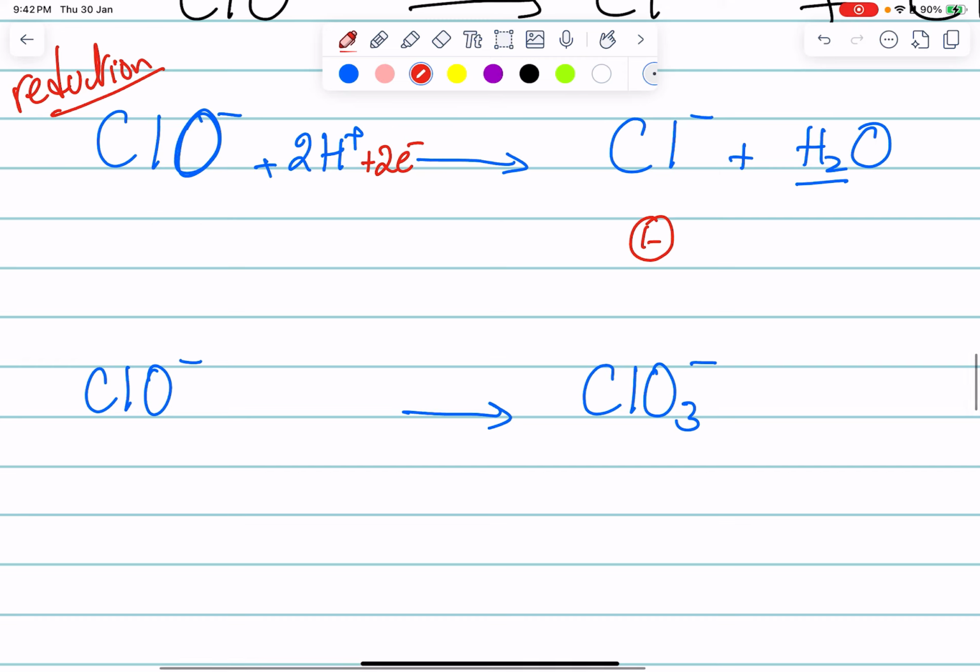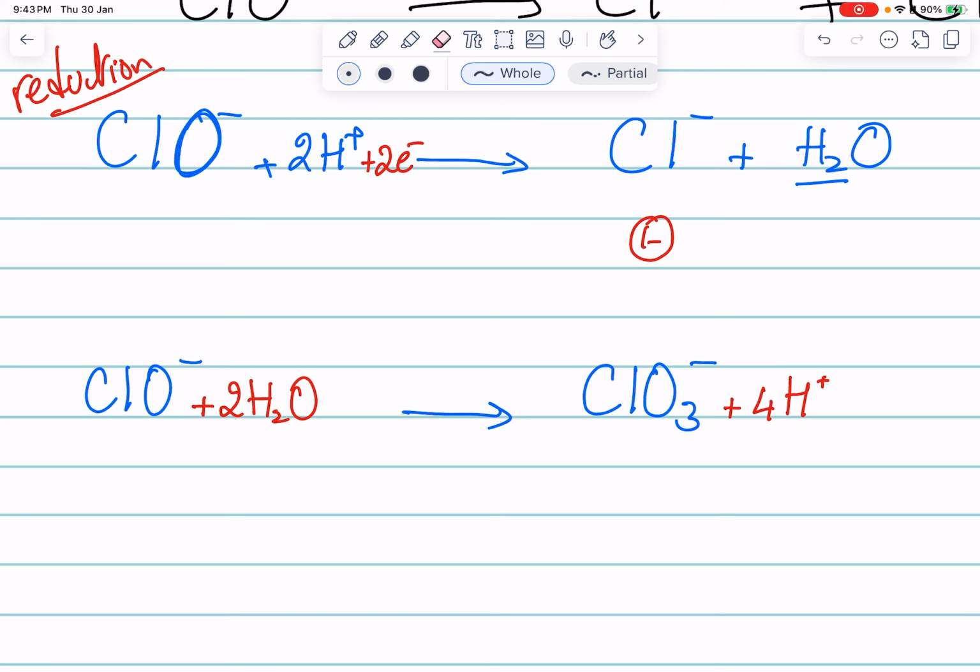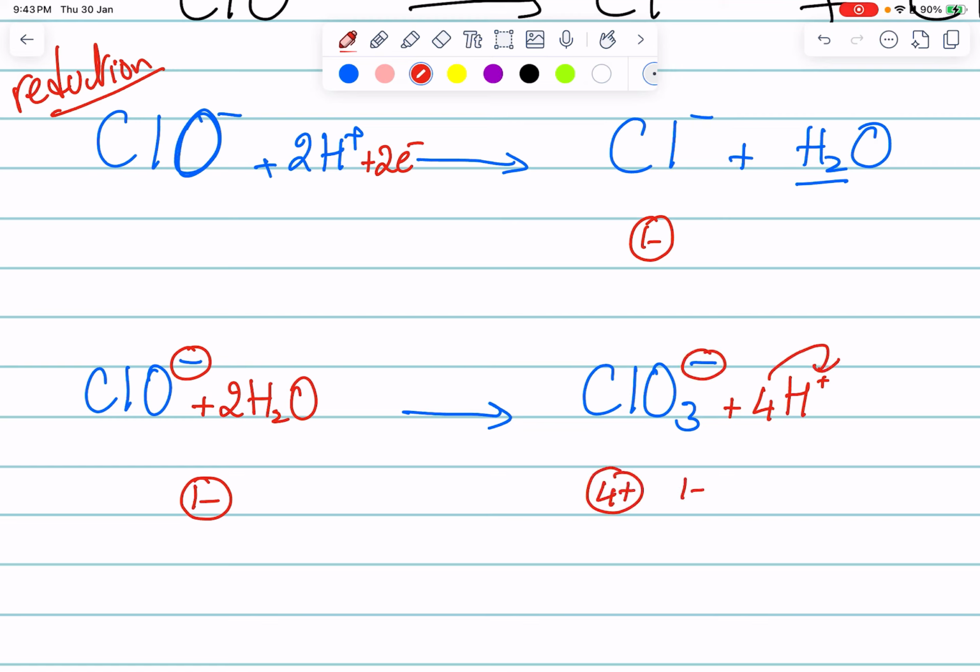The next one, ClO- to ClO3-. 1 Cl, 1 Cl, balanced. 3 O, 1 O. So I'm going to need two more H2O molecules to make it 3 on each side. By adding H2O, we now have 2 times 2, 4 hydrogens. So I'm going to add 4 H+ on this side. Now it's time to count the charge. I have 1- versus 4+ and 1-, that is 3+.